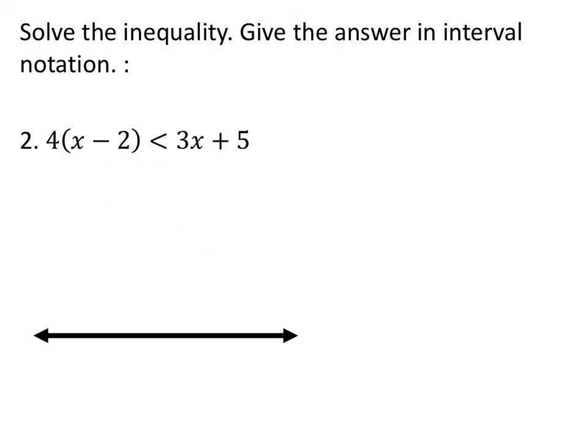Gotta get rid of that garbage. It's not 2.4, it's just 4. All right, so get rid of that. So treating it just like an equality, right? I'm gonna distribute the 4 there. 4 times x is 4x. 4 times negative 2 is negative 8. And then we didn't really touch the rest of that inequality.